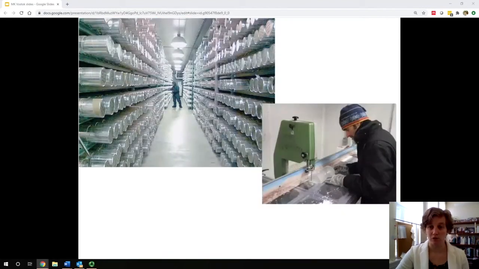To maintain the ice cores once they have been drilled, they must be kept in a sub-zero storage facility such as the one shown here on the left. At the Ice Core Lab, samples can be prepared for analysis by splitting and sectioning the cores as seen in the lower right corner.